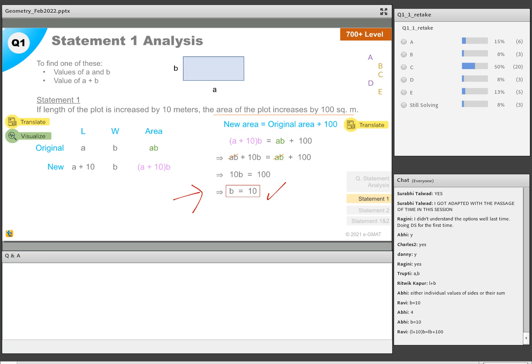You got the value of b, but you want a plus b. If you also got the value of a, then statement 1 would be enough. But have you got the value of a? No, right? You only got the value of b. Unfortunately, you did not get the value of a, and you still don't know what a plus b is, which means statement 1 is not sufficient. Because if you want to find the cost, you need to find the perimeter. To find the perimeter, you need to find a plus b. You only found b through statement 1. You did not find a, therefore you could not find a plus b. Simple. Everybody clear with statement 1? So can I move to statement 2?